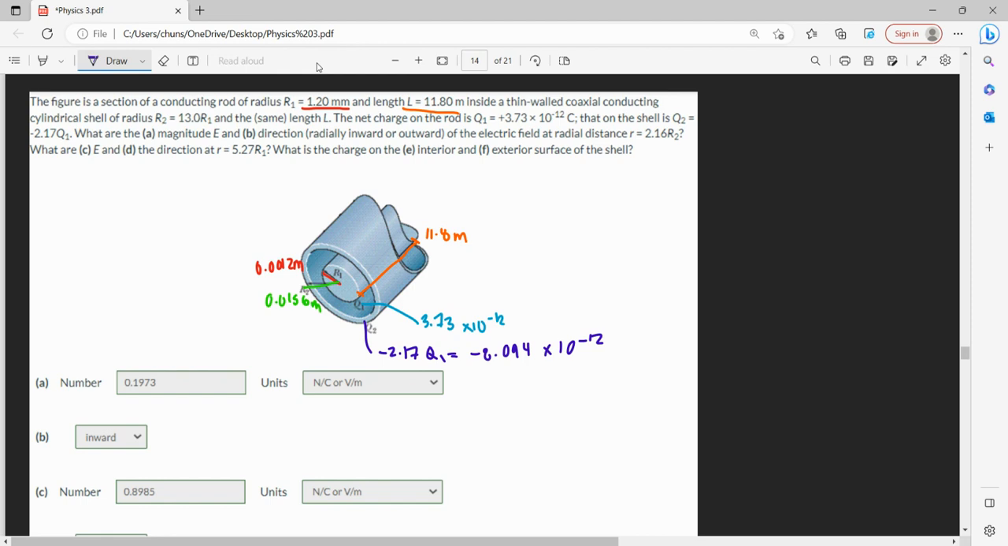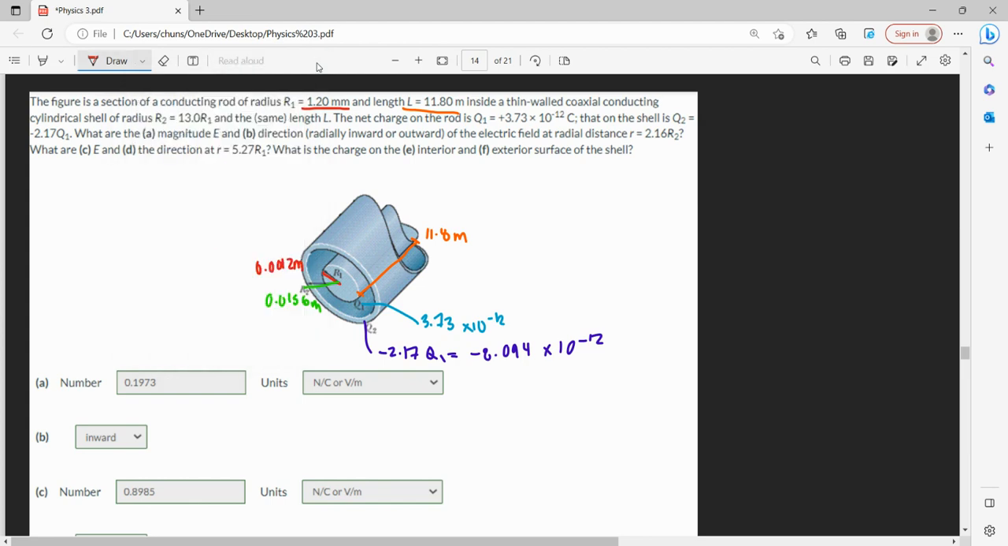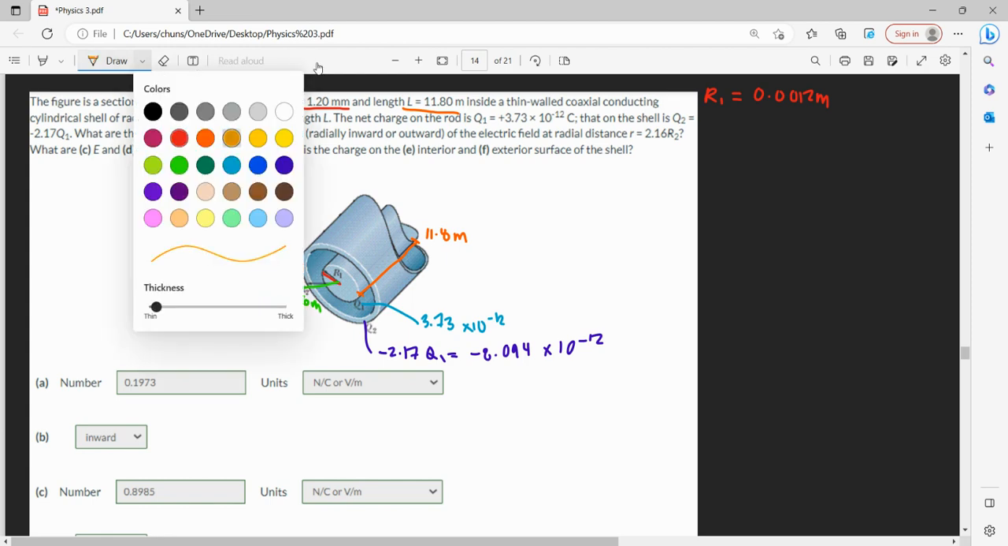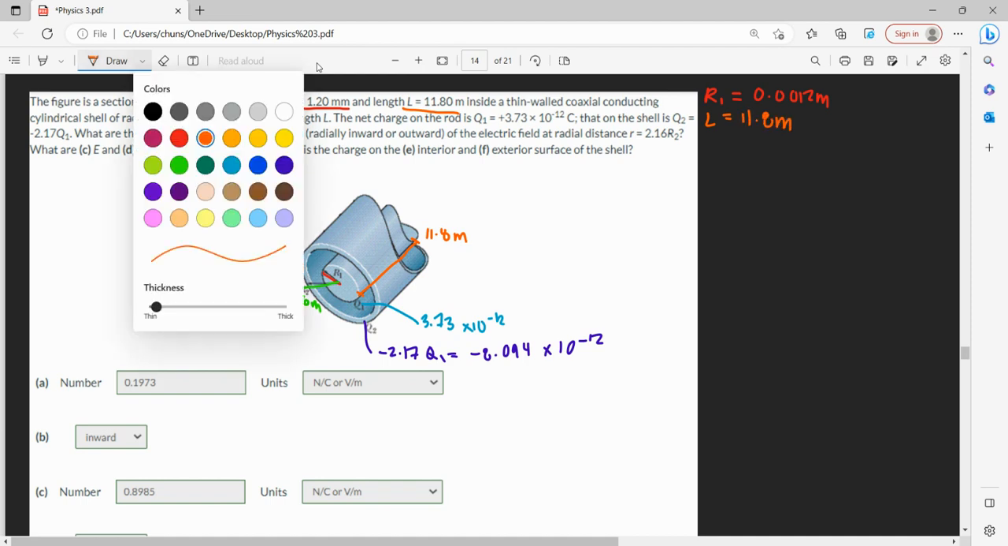It's going to ask us to find from different spots what the electric field is going to be. So I'm going to write these values down just on the side so I can clean this up a little bit. So this is 0.0012 meters. Our length is 11.8 meters.